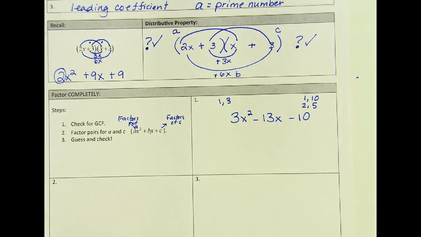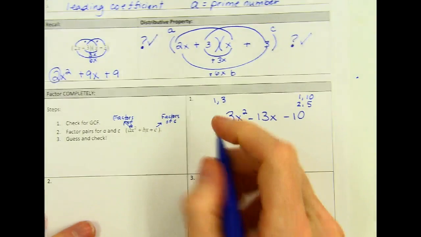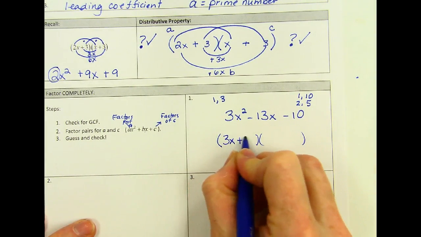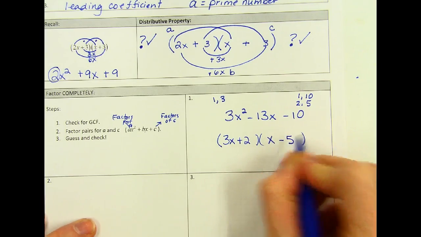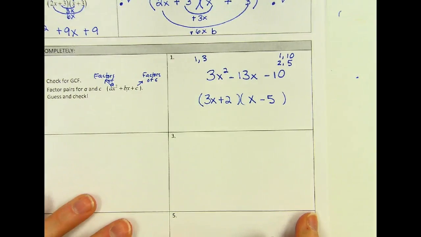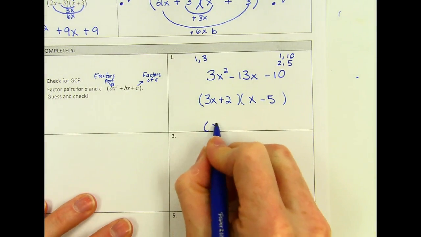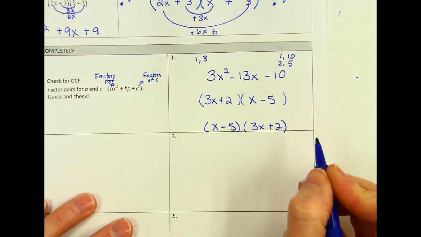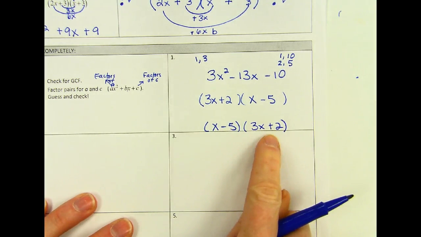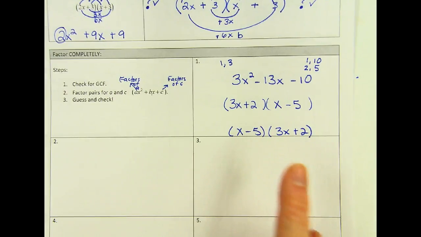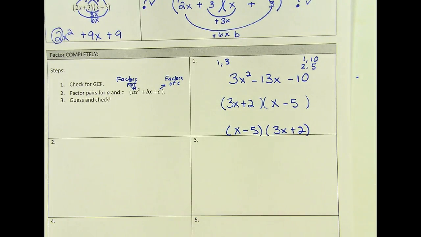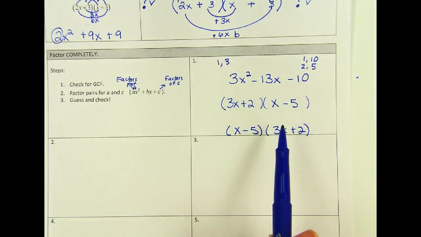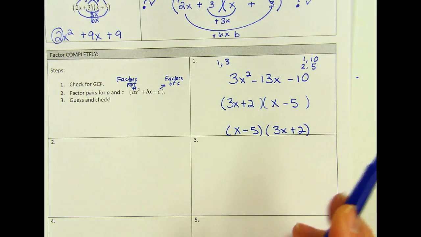So I am now going to write down my answer. You pick your pencil back up and write. It was 3x plus 2 times x minus 5. Now remember, those are factors. If you factor it and it looked like this, that is the same answer by the commutative property. I can switch those around. It's almost like you are figuring out a puzzle with these factors. You guess and you check until you get the correct answer.